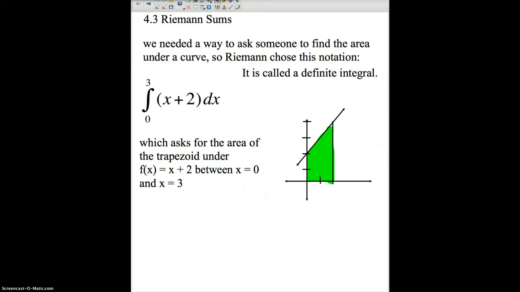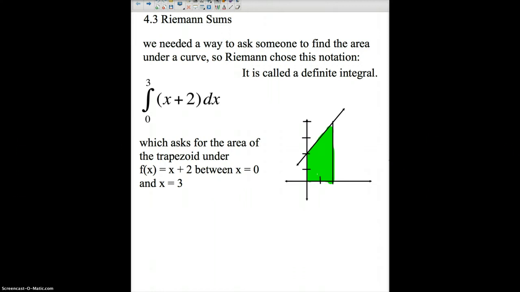So in section 4.3, we're going to be talking about something called Riemann sums. Riemann was a mathematician, and he decided that he would want to find the area under a curve in a more exact way than finding just rectangles. So first of all, in this first part of 4.3, we're just going to familiarize ourselves with the notation that Riemann chose to use.